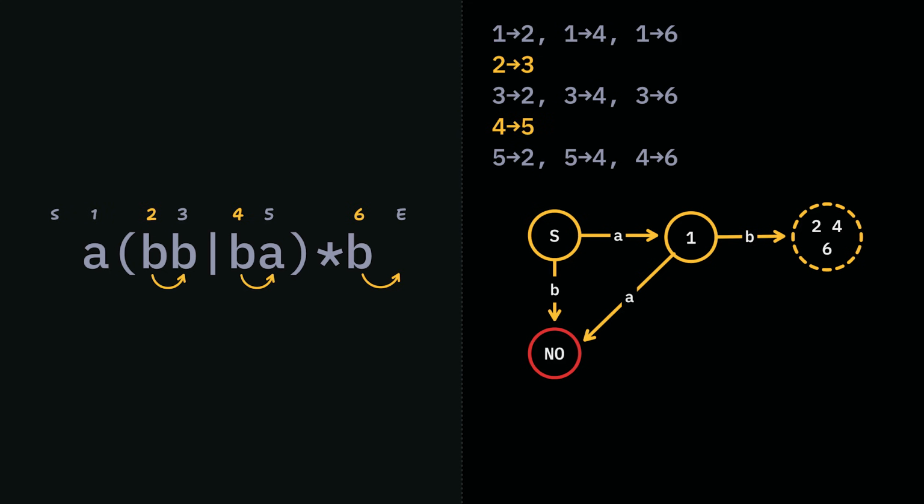Next, we explore state 2, 4, 6, and for this we have to ask again, what positions would be active next if we saw a B? Position 2 would transition to position 3. The other possibilities would die, but we don't mark those out as rejections because we still have other possibilities alive, and so the match as a whole is still going. If we saw an A, position 4 would transition to position 5, and so we mark that out too.